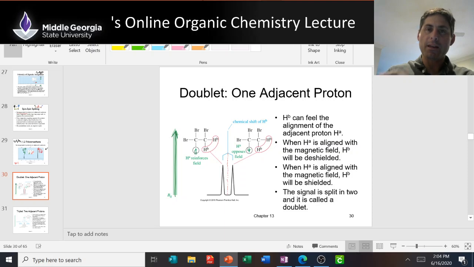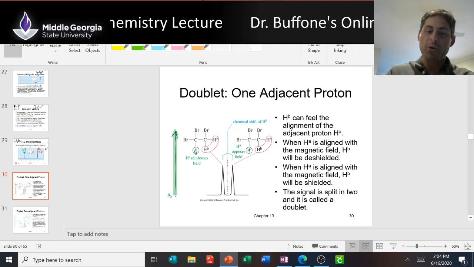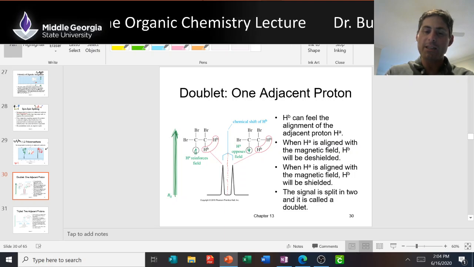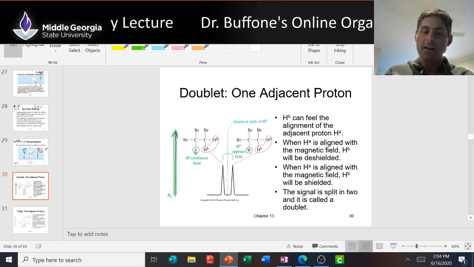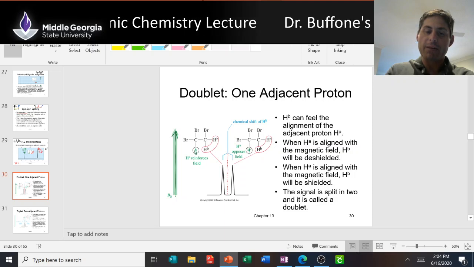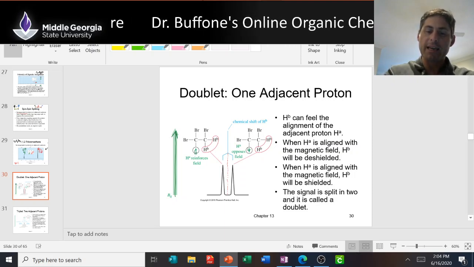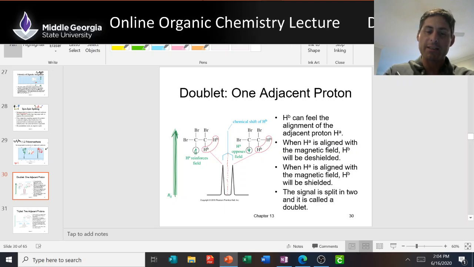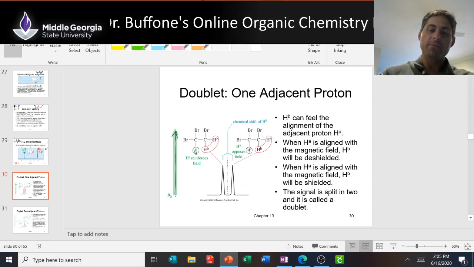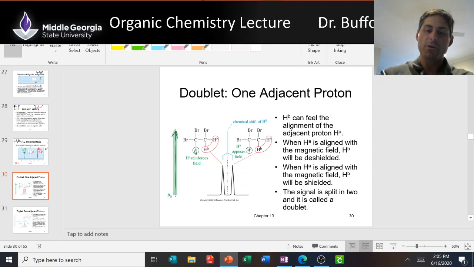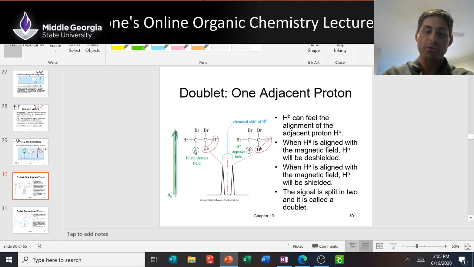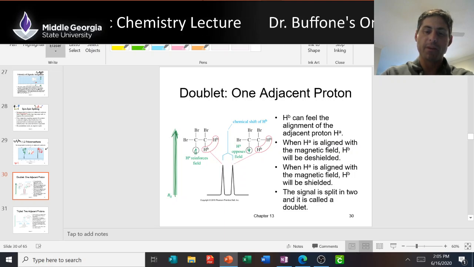That proton neighbor can exist in two states. It can oppose, and if it opposes, it's going to move some of that signal upfield. Why? It's opposing, so it's shielding these guys from the external field. Or it can have that little magnetic field reinforce and align with the external, and in that case, this signal pushes downfield more because now these guys are next to something reinforcing, making them more deshielded. So that signal should be here, but because these two have one proton neighbor that can be either opposed or reinforced, this signal disappears and turns into a doublet.